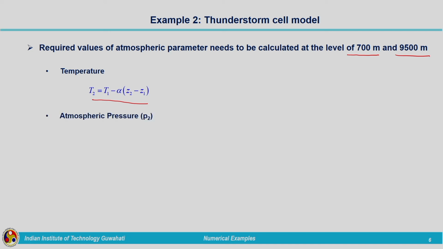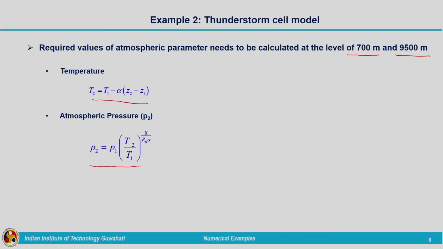Second is the atmospheric pressure. Atmospheric pressure at the ground level is given to us. Now, we need to calculate the corresponding value at 700 meters and also 9,500 meters. This can be calculated by using the formula which we derived while seeing the relationship between the pressure at higher elevation and lower elevation, or the variation of pressure as the altitude increases. This is based on the principle of the hydrostatic law and also the ideal gas law. So, this can be utilized for calculating the pressure at different levels.